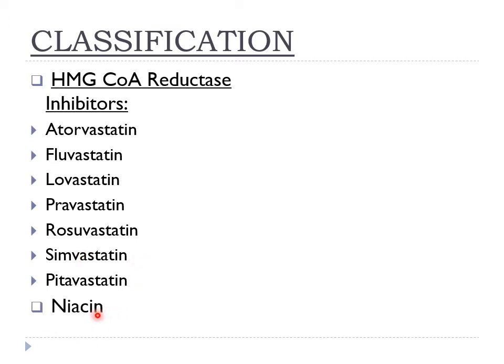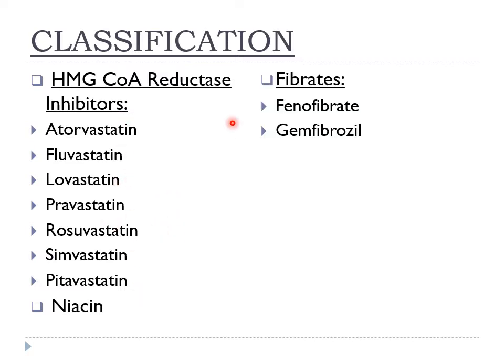The next drug is niacin, which is vitamin B3, and these two drugs primarily target the LDL cholesterol. They also increase HDL and decrease VLDL, but mainly they target the LDL cholesterol. Next group is fibrates, and the drugs are fenofibrate and gemfibrozil. You can see fib in their name, so you can guess that these drugs belong to the group fibrates, and they primarily target the triglycerides, VLDL.